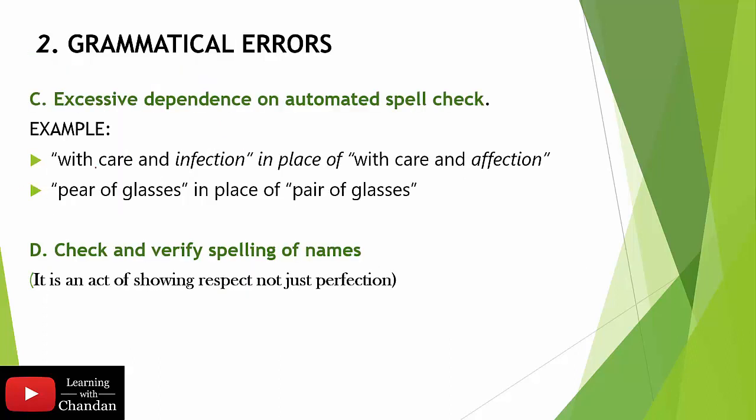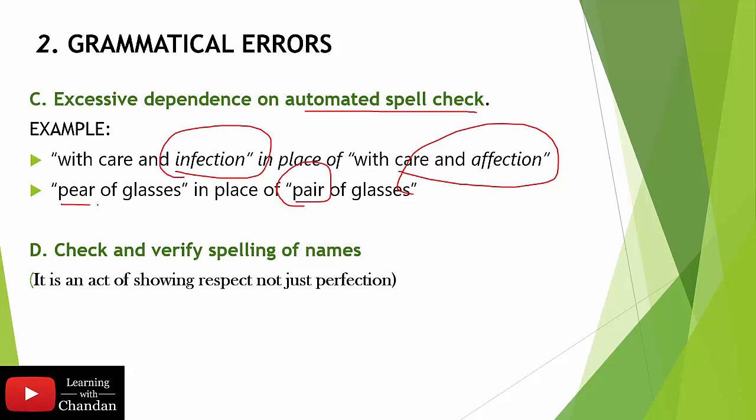The third important category for spelling errors is excessive reliance on the automatic feature of spell check in MS Word, because it is not foolproof. For example, here the author actually means care and affection while he is writing infection in place of affection, and the spell check might not be able to observe this. Also, in place of pair of glasses, the author has wrongly written pair of classes, and the spell check feature might not be able to capture this mistake. So it's better to rely on manual skills for spelling check.